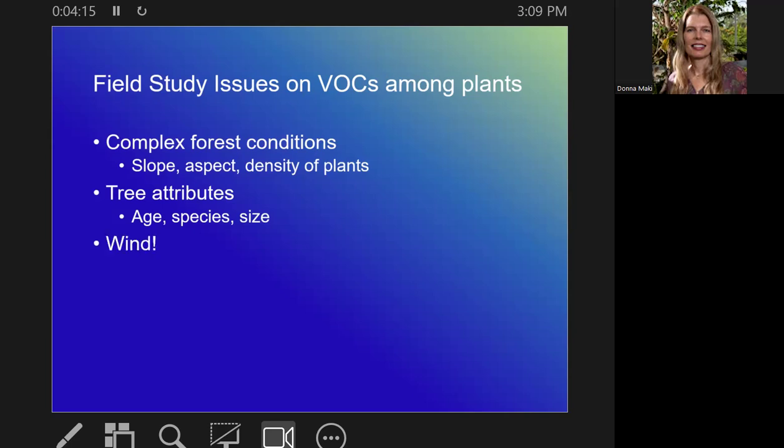And then, of course, you can't ignore the wind. They had to keep track of wind on a minute by minute basis as they were doing the data analysis. And so lots to think about. They must have had an army of grad students and undergrads working on this because that could not have been easy.